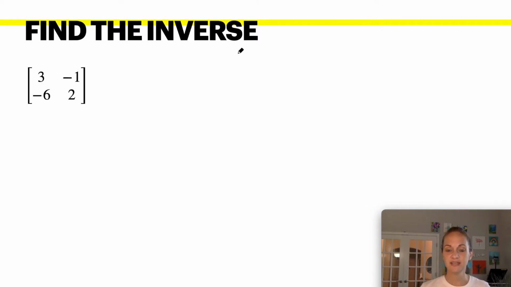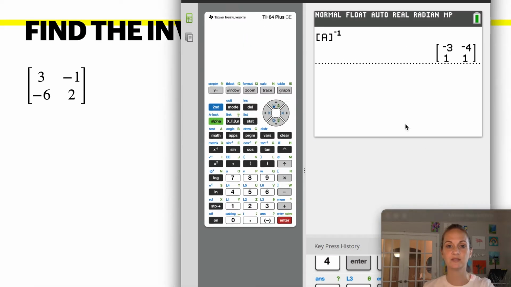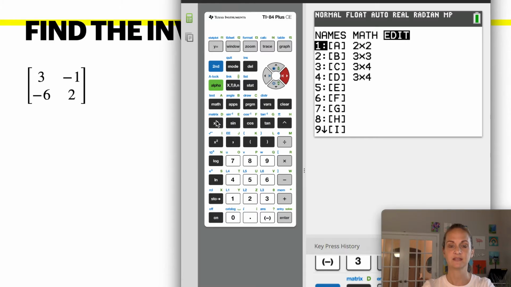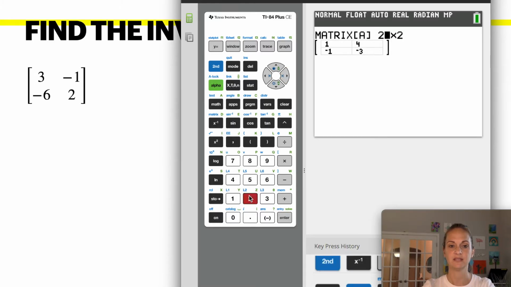Now, to find the inverse of this matrix, we can do the exact same thing. We're going to go into the matrix. We're going to hit clear. We are going to edit a matrix. It is a 2x2.